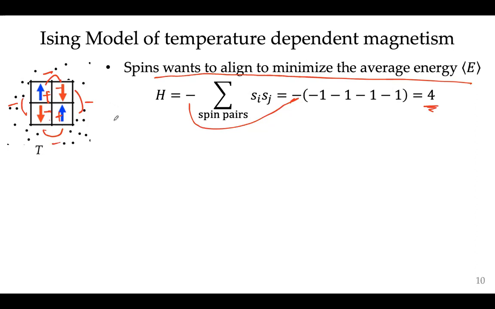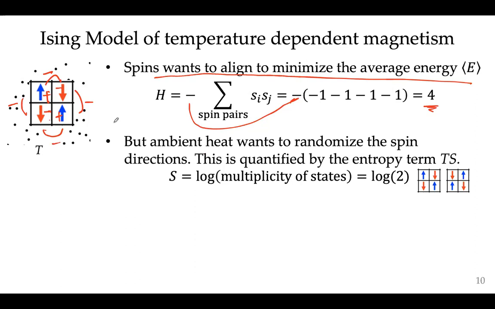Okay, what about the heat? The ambient heat, these little particles, are representing the heat. They basically want to randomize the spin directions, and this is quantified by the entropy term TS. T is the temperature, S is the entropy. How do you calculate entropy? The Boltzmann entropy formula is this one. So the entropy is the logarithm of the multiplicity of the states.